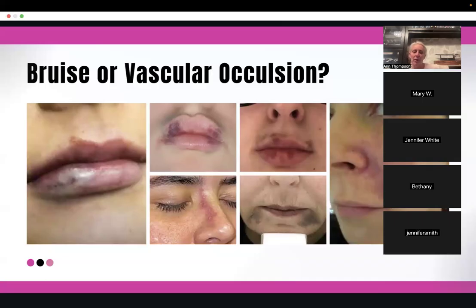What about the bottom one in the marionette lines, bruise or VO? Bruise. Yep, bilateral bruising. And then the very last one with the nose, what does that look like? VO, it's vesicular. Yep, VO, and you're starting to see some vesicles. Very good.